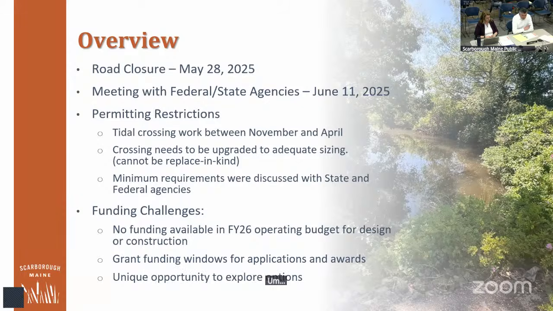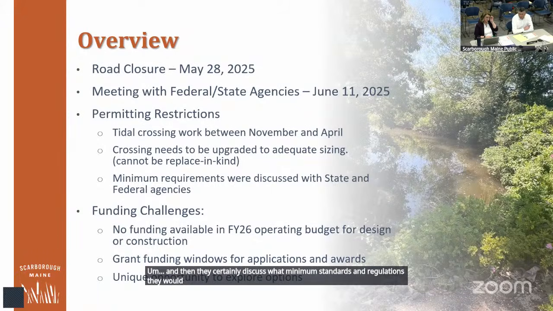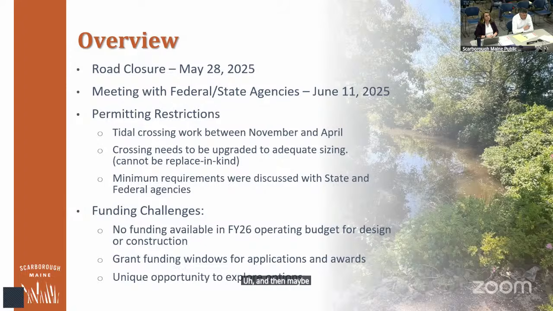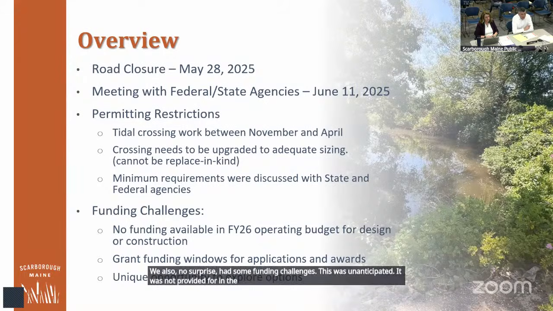And then they certainly discussed what minimum standards and regulations they would be requiring, and then maybe some options that we could consider beyond that. We also, no surprise, had some funding challenges. This was unanticipated. It was not provided for in the budget. So that's a factor that has to be considered in this.